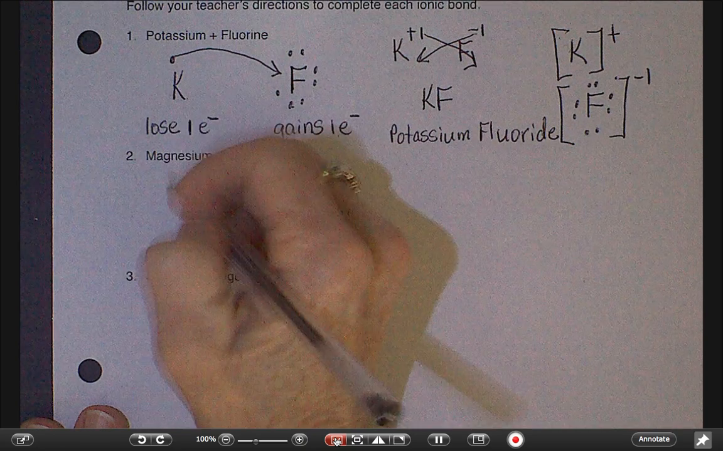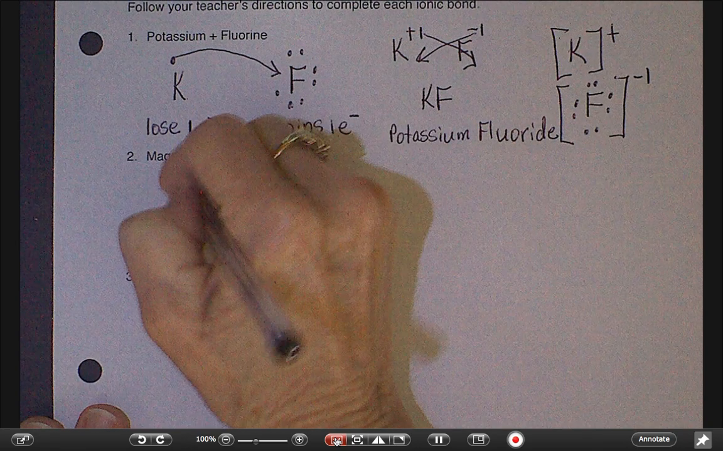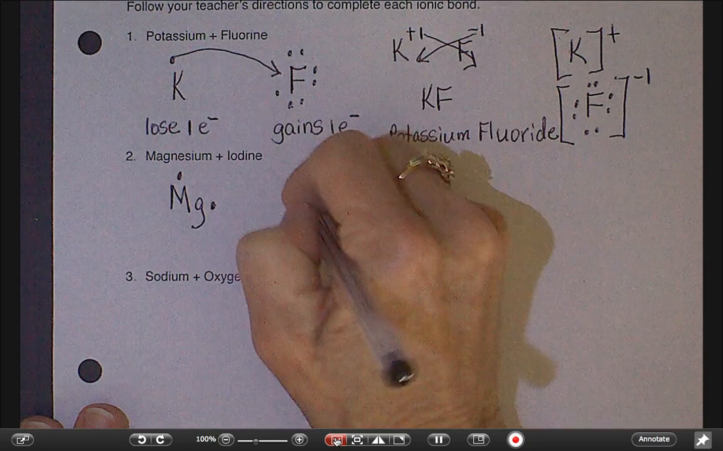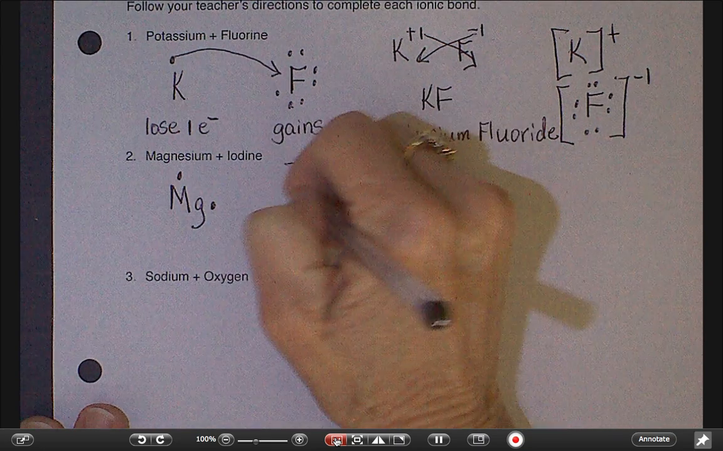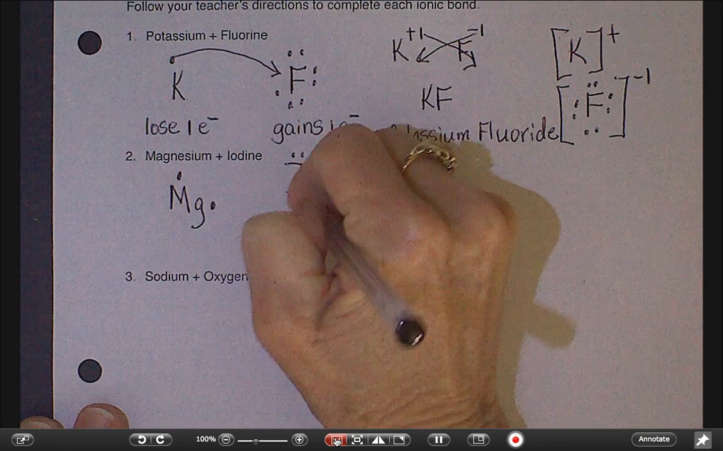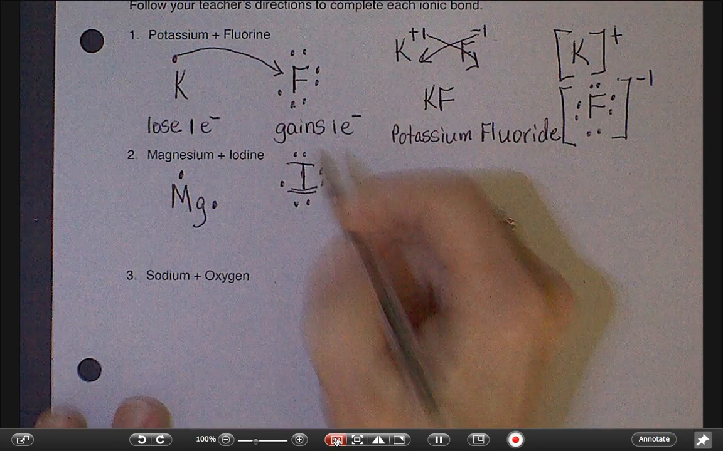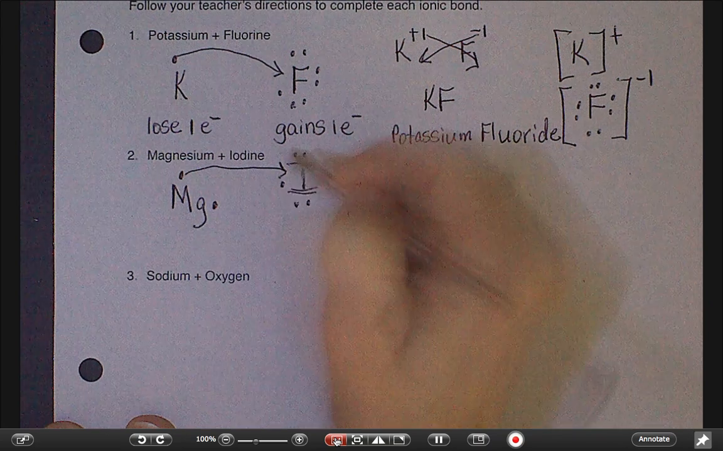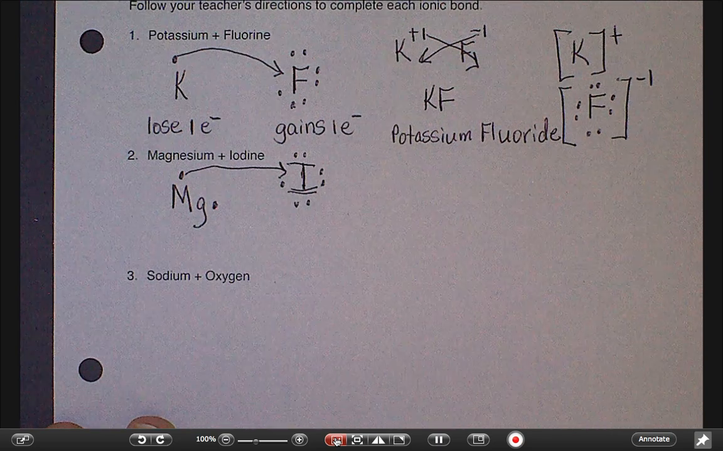Let's look at magnesium. Symbol? Mg. How many valence electrons? Okay, who are we bonding with? How many valence? Now, everybody go up to the top because you're going to need more room. How many does I have? 7. Only one I takes care of how many? One. Uh-oh. Do we need another I? Yes, we do.